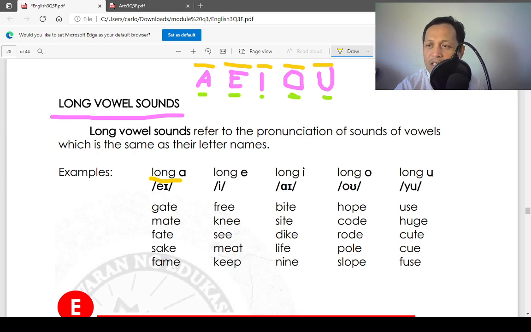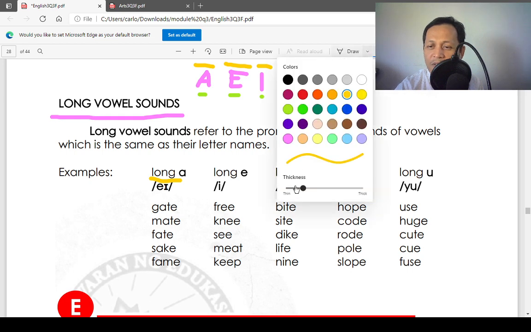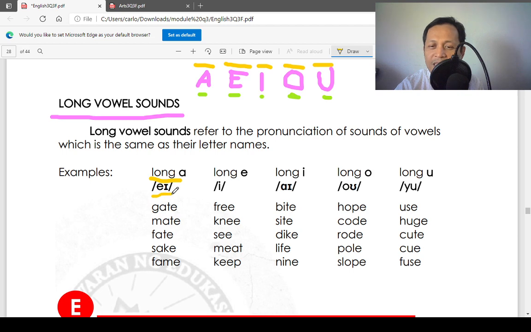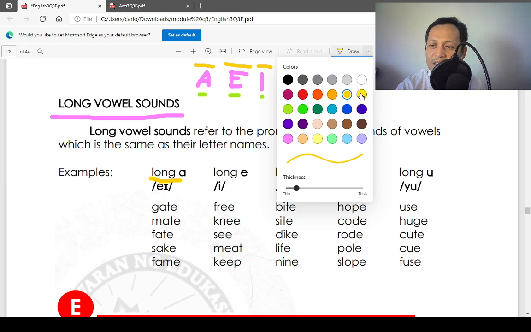Okay? Now, let us take this one, the long A. Now, take note that the long A is pronounced as A. It's pronounced as A.